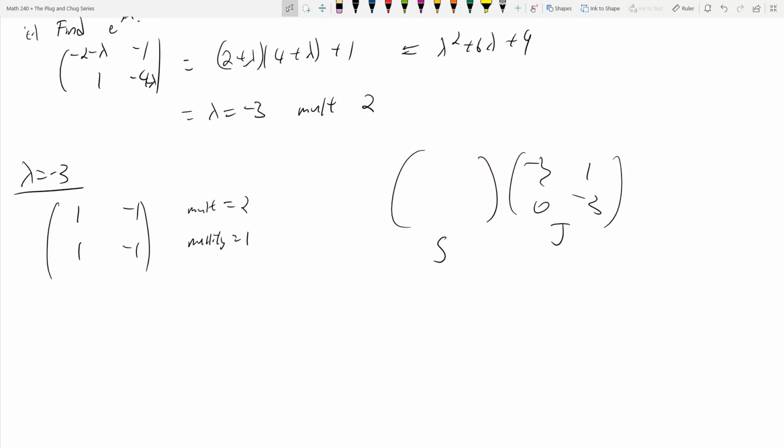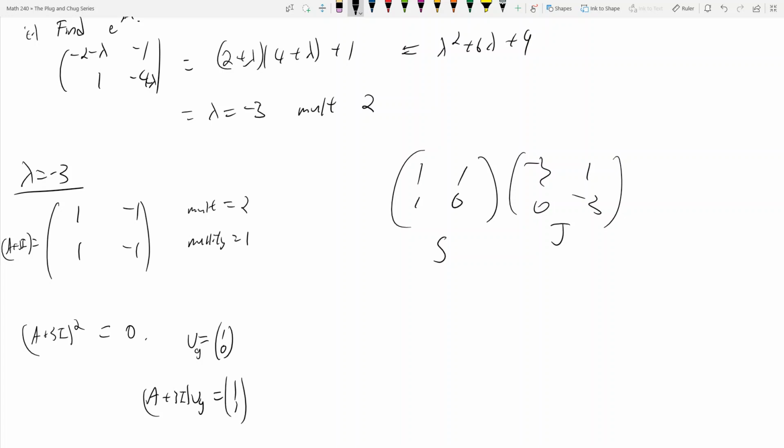So this guy squared is going to be, so this is A plus 3I, and A plus 3I squared is going to be 0. I have no doubts about this. So then I'm going to let VG be 1, 0, and then A plus 3I VG ends up being 1, 1. Okay, and so S is now 1, 1, 1, 0. And the inverse of 1, 1, 1, 0 is S inverse.